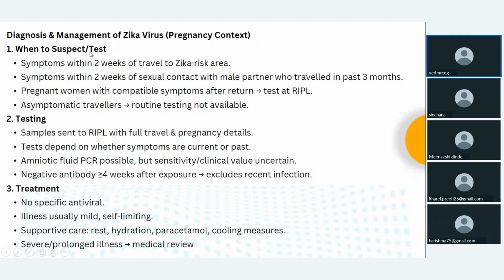So when to carry out the test, where the sample is to be sent to the RIPL: it will be done if she is pregnant and there is a history of travel and symptomatic, you test her. Or if there are symptoms within 2 weeks of travel to the Zika risk area, or if there is sexual contact within 2 weeks with a male partner who has traveled in the past 3 months. So, okay, these are the indications for suspicion and testing for Zika.